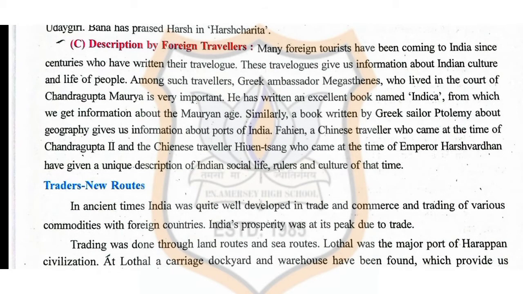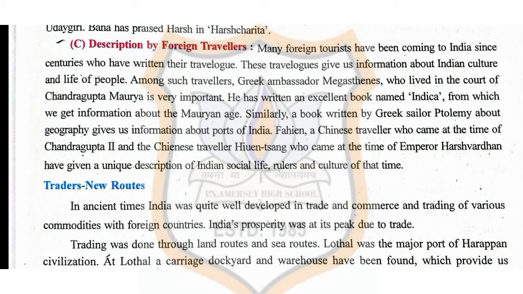Description by foreign travelers. Many foreign tourists have been coming to India since centuries who have written their travelogues. These travelogues give us information about Indian culture and life of people. Among such travelers, Greek ambassador Megasthenes, who lived in the court of Chandragupta Maurya, is very important. He has written an excellent book named Indica, from which we get information about the Mauryan age.